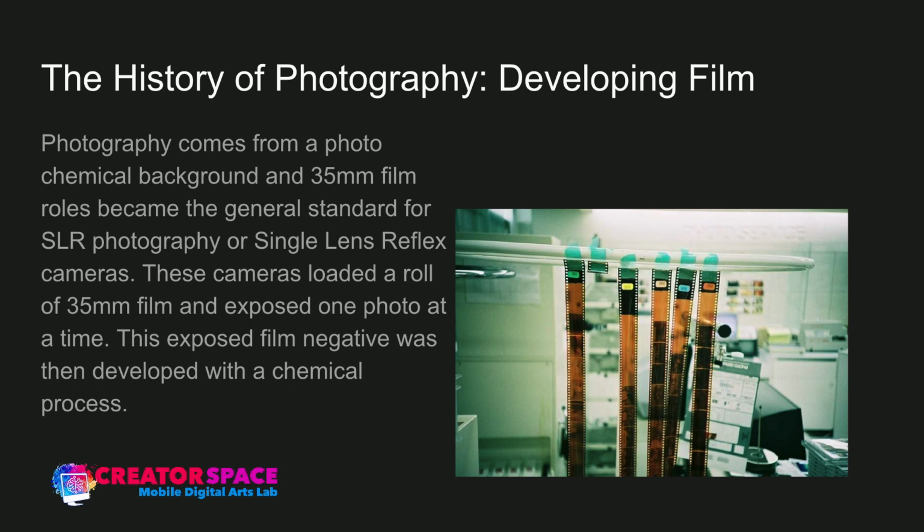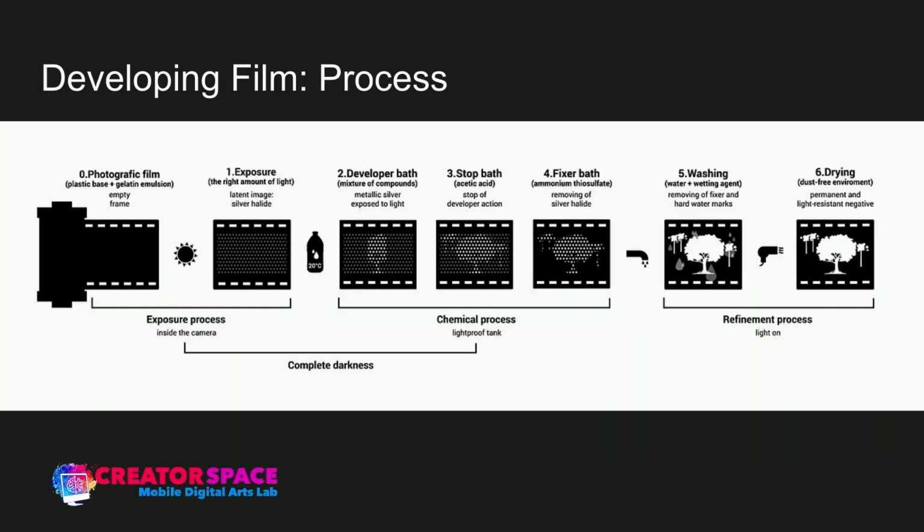The roll gets developed with the chemical process. And you can see here, there's hanging rolls of film, and that's what it would look like. Many of us are probably familiar with that, but just kind of going back to where we started with these concepts. So developing film, the process.